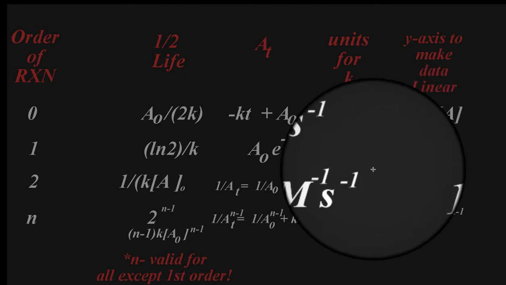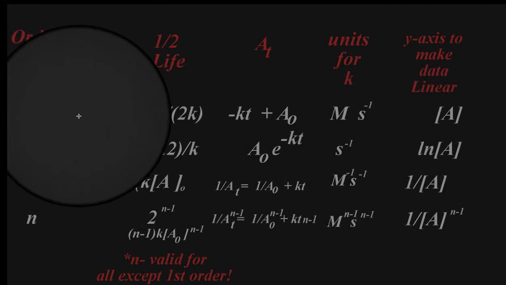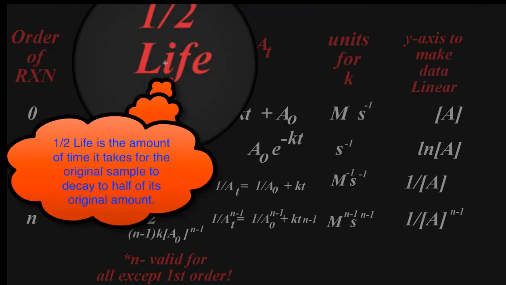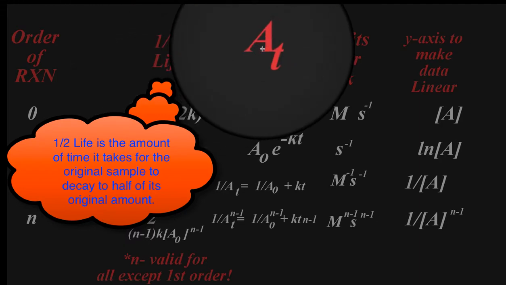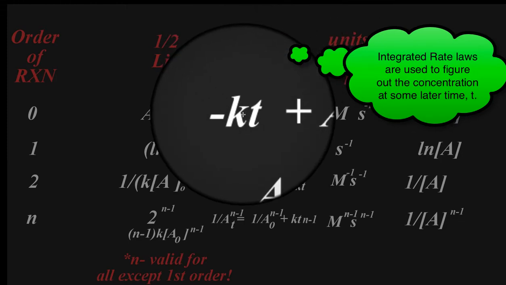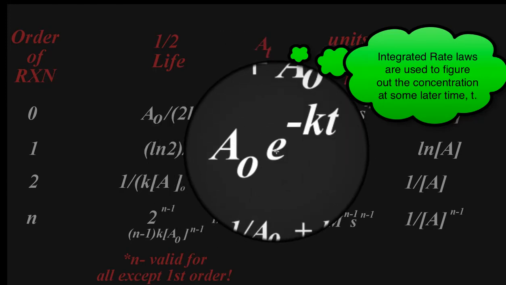I suggest, again, using note cards. For one side, you will have 0, and then the other side, you will have all of these things listed. Again, half-life is the amount of time it takes for half of the sample to decay, for it to reach half the original amount. A sub t is the integrated rate law, and basically, except for these last two, A sub t equals this, or this.